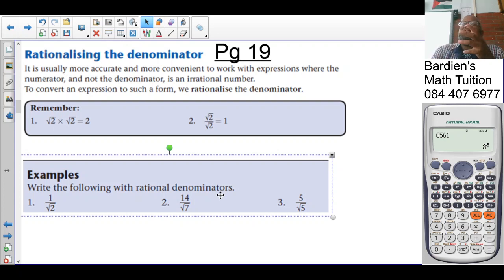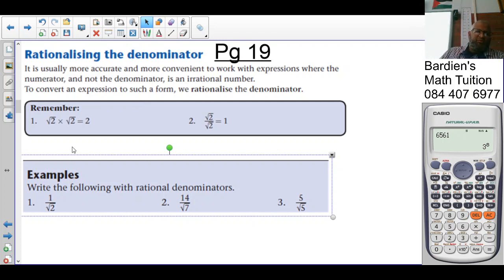So when is something irrational? Examples of irrational numbers are surds, not so? So to get rid of the surd in the denominator is a small process that we will be doing. To convert an expression to such a form, we rationalize the denominator.